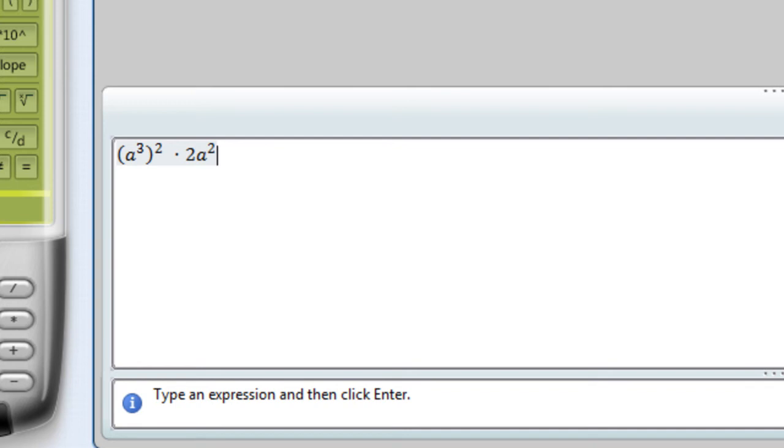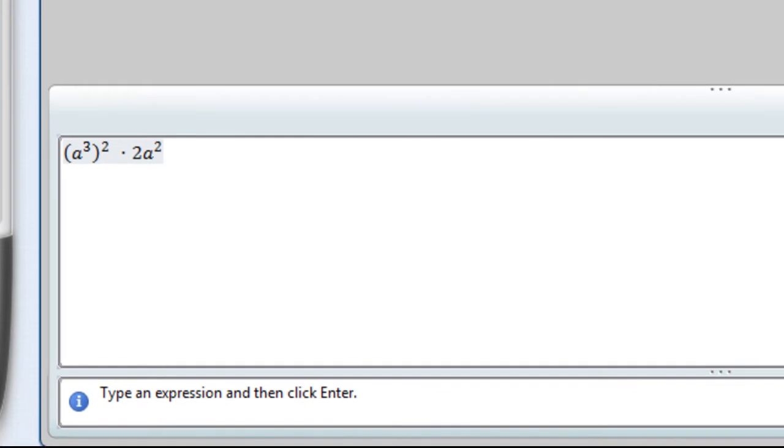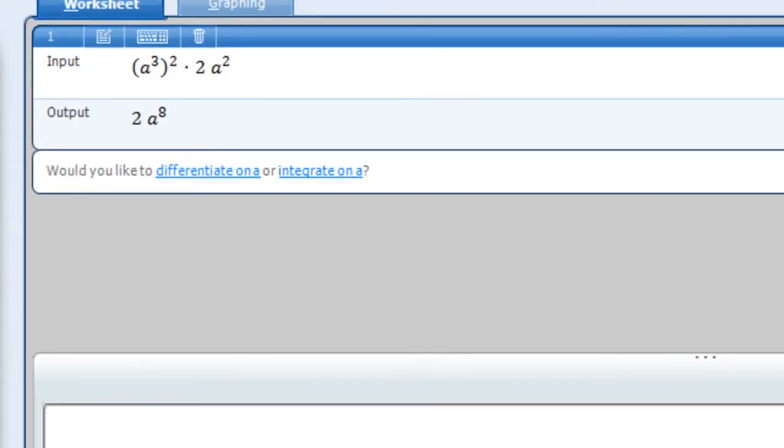If I was going to simplify it on paper, I'd do indices rules. 3 times 2 is a to the 6. A to the 6 times a to the 2. Indices rules, you add them together, that would be a to the 8. The answer is going to be 2a to the 8. But instead of having to do all that, I can press enter and it gives me the answer. There you go. It simplifies it down to 2a to the 8. This is great. That was quite a simple question for it.